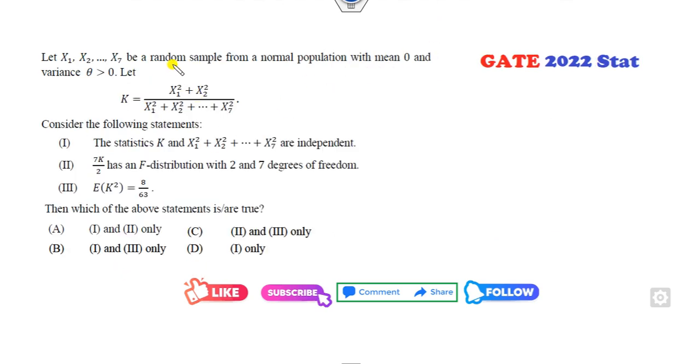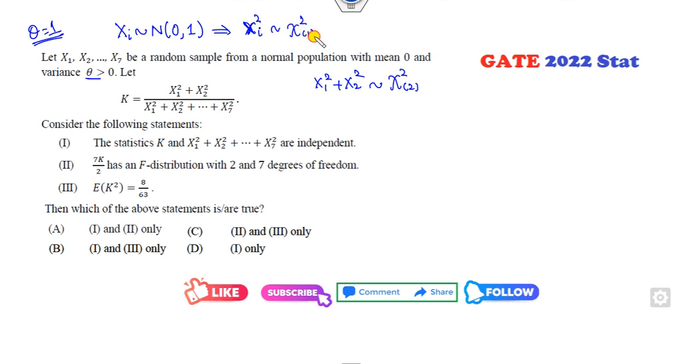Okay. Again you can see the xi's are normal distribution with mean 0. The variance is not given to you. I can take theta as 1. Fine, because the answer is not dependent on theta. So this numerator part, x1 square plus x2 square, will follow the chi-square distribution of 2, because each of the xi square will follow my chi-square distribution 1.